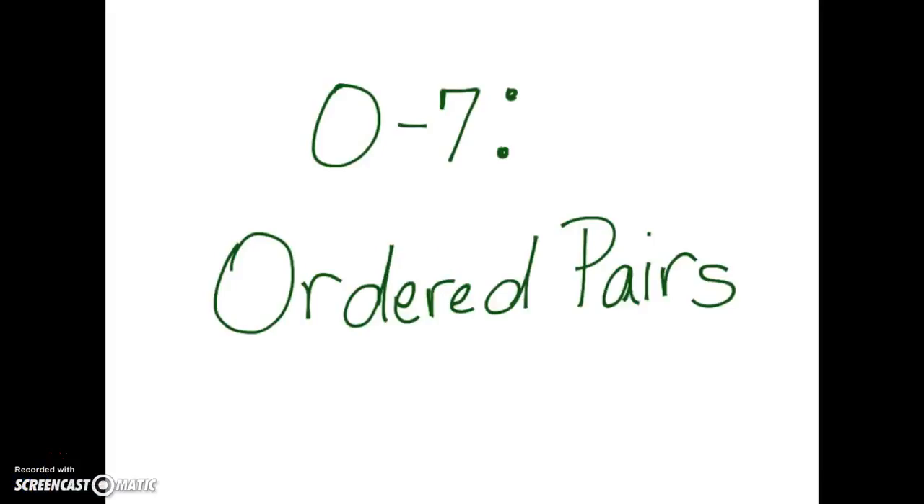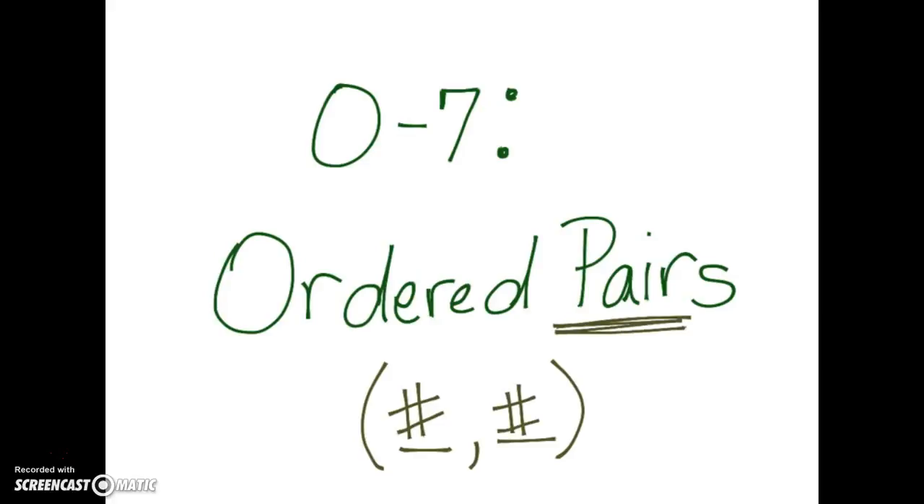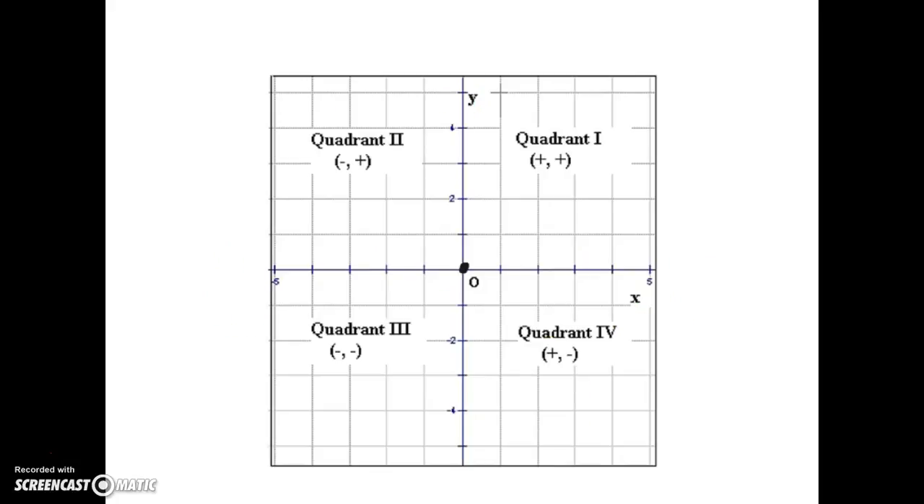Today we're going to be talking about ordered pairs. You've seen ordered pairs a lot in algebra. Remember that they are going to be in parentheses and you're going to have two numbers. Those numbers might be positive numbers, they might be negative numbers, but an ordered pair will always have two numbers. That's where the word pair comes into play. So let's take a look at some examples.